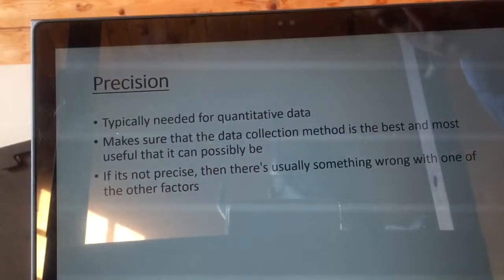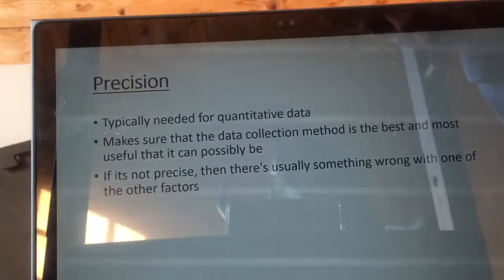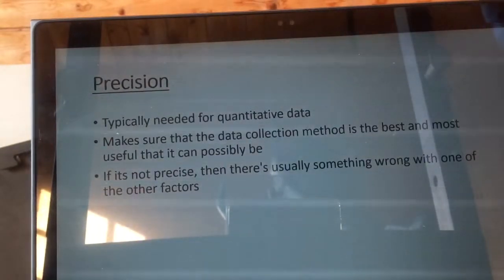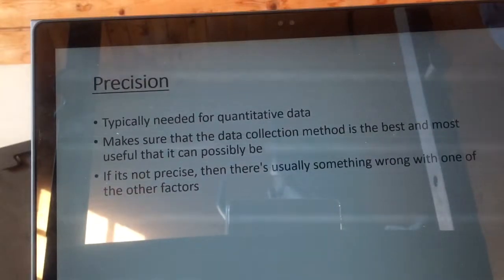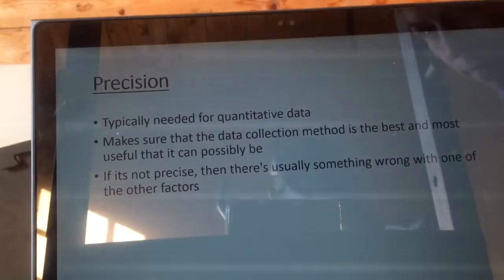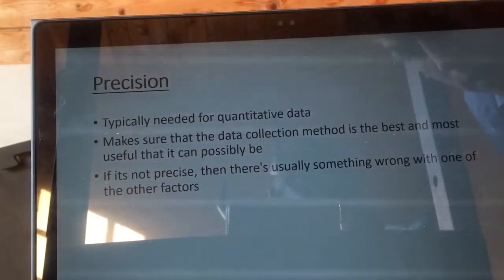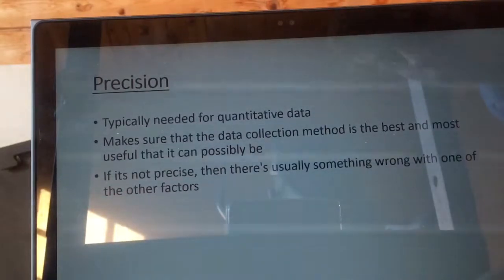Make sure the data collection method is the best and most useful that it can possibly be. So again, linked to accuracy, using a questionnaire for qualitative data, it wouldn't be as accurate as it can be. If it's not precise, then there's usually something wrong with either the accuracy, the reliability, or the validity.